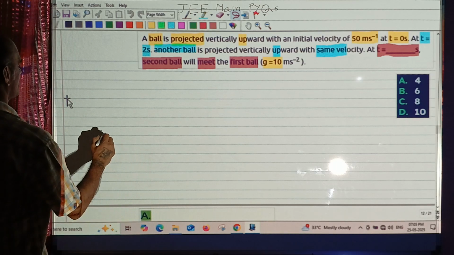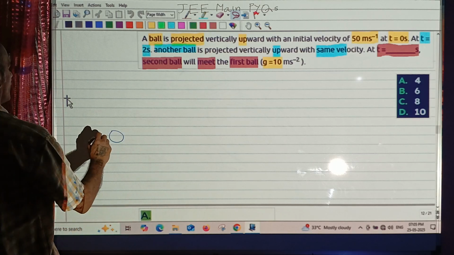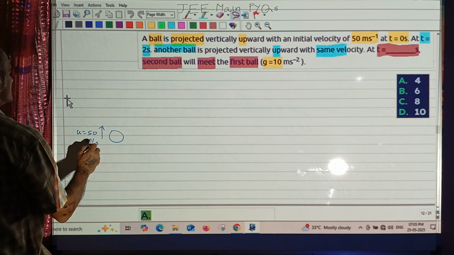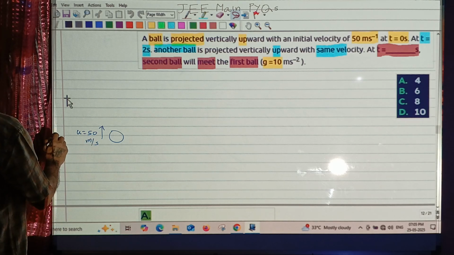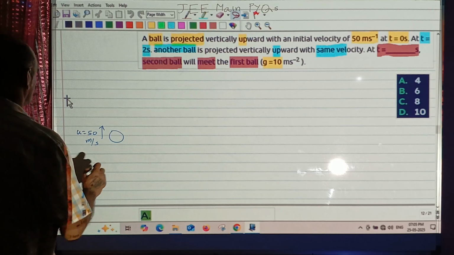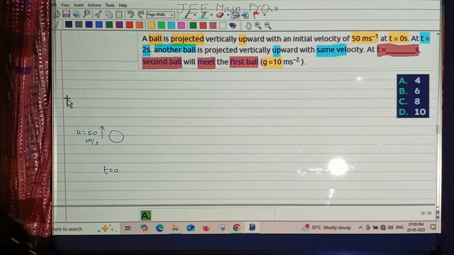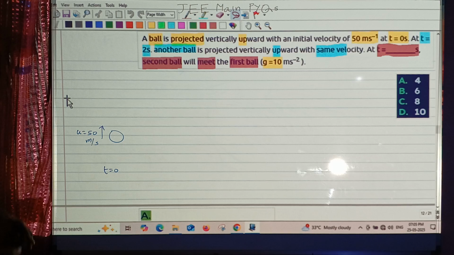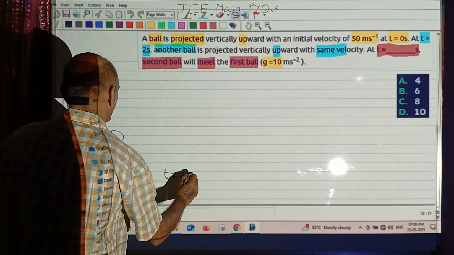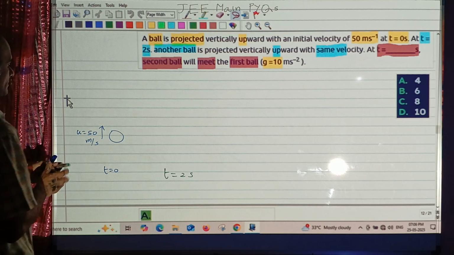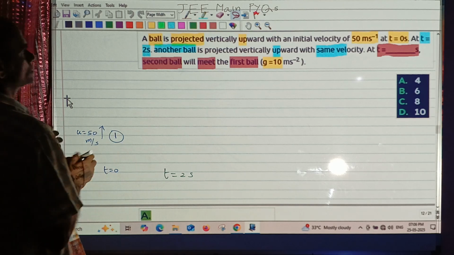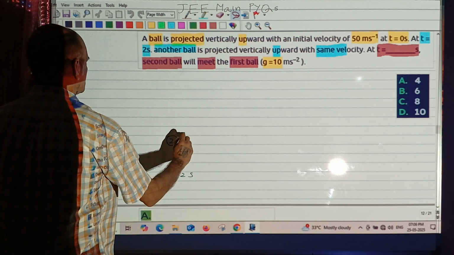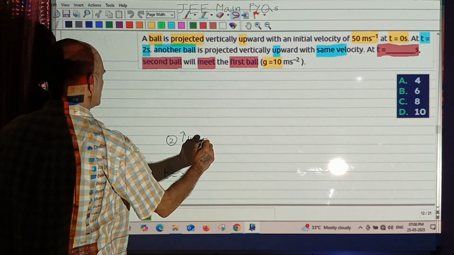The ball is projected vertically upwards, u equal to 50 meter per second at t equal to 0. So this is ball number 1. At t equal to 2 seconds, another ball, this is the second ball, is projected with the same velocity. The velocity of the second ball is also the same, 50 meter per second.